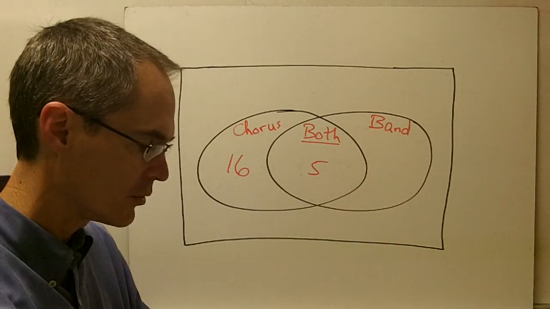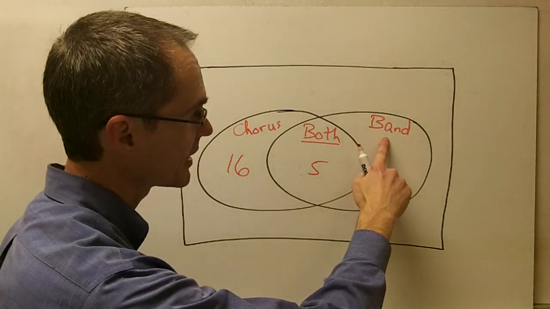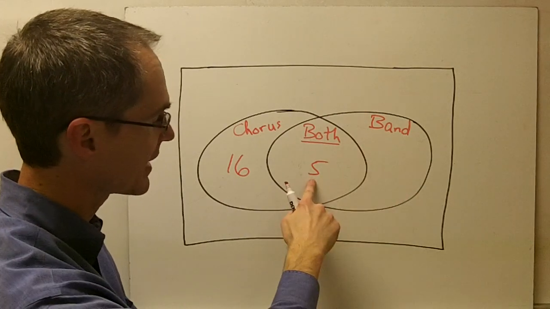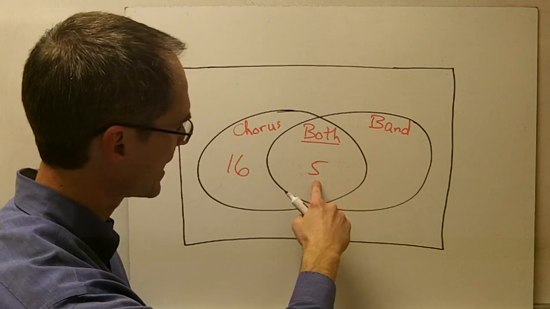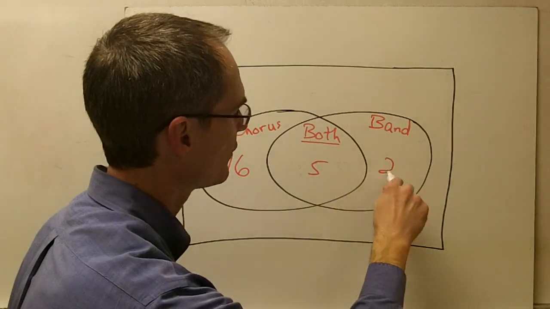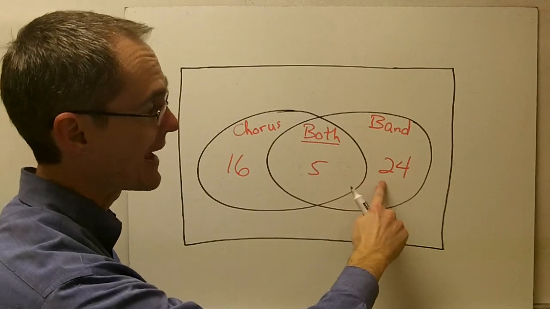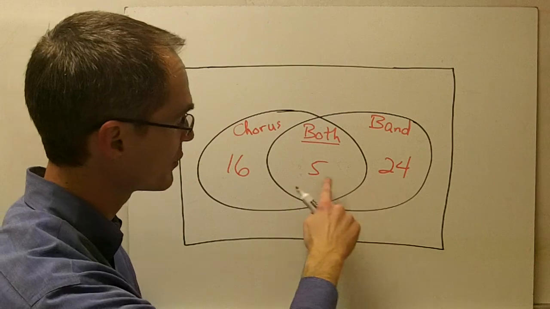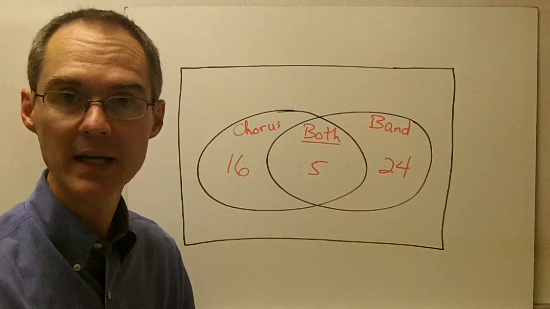So according to my example here, I've got 29 who are signed up for band, but 5 of those are also signed up for chorus, so I need to subtract that 5 from my 29 students who signed up for band. So 29 minus 5, that's 24. So I have 24 students who are signed up for band only, plus the 5 who are signed up for both band and chorus, which means I have a total of 29 students who are signed up for band.